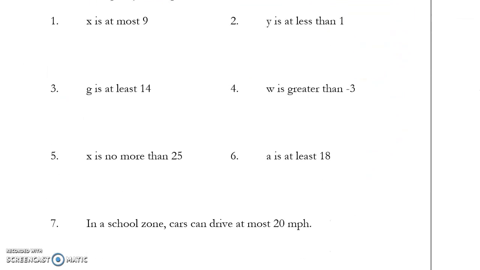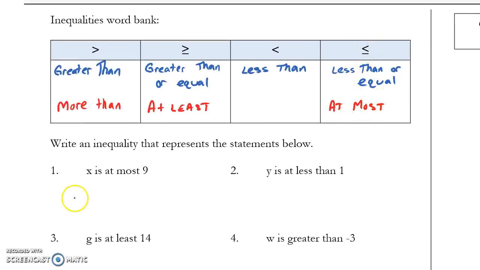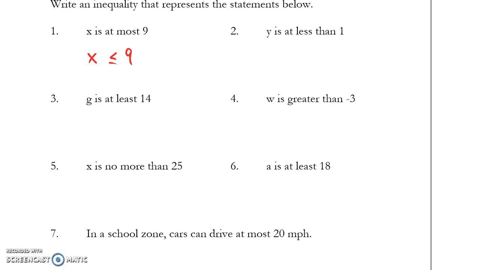So let's go ahead and I want you guys to try numbers 1 through 6. Press pause and write an inequality. In fact, I'll do number 1 with you. X is at most. Again, the word bank, at most, is a less than or equal to sign. So I have X is less than or equal to 9. Done. There's my inequality. Try to do the same using your word bank to answer numbers 2 through 6. Press pause, try it, unpause to check your answers.